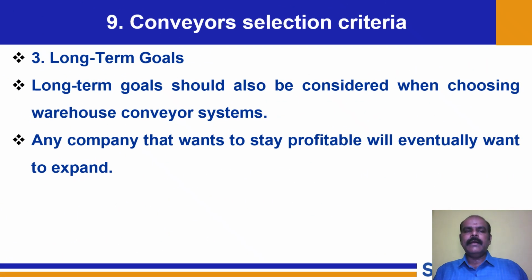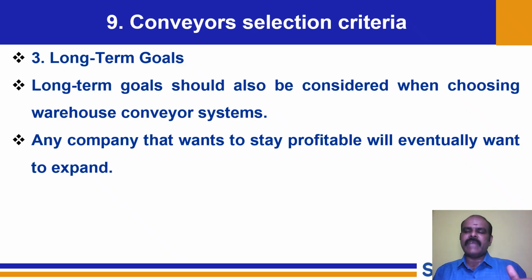Then the third, long-term goals. Why long-term goals? At any point of time we are prone to development, and that is the essence. We should develop with respect to time. So now we have installed one set of conveyor system, and in the future, say after a few years, it should be profitable. It is supposed to be reconfigured. Whatever configuration we have right now, that should be reconfigurable so that it can be developed.